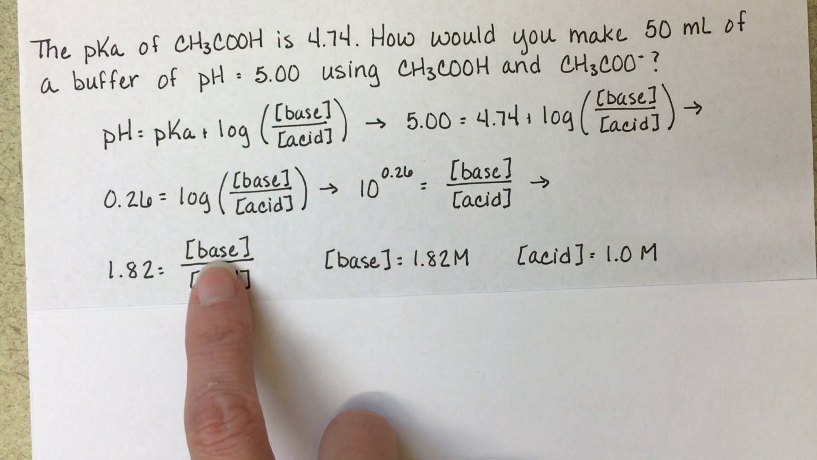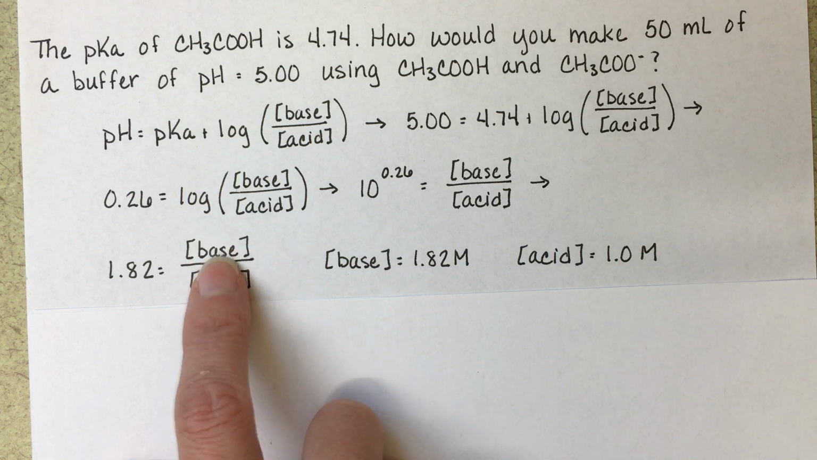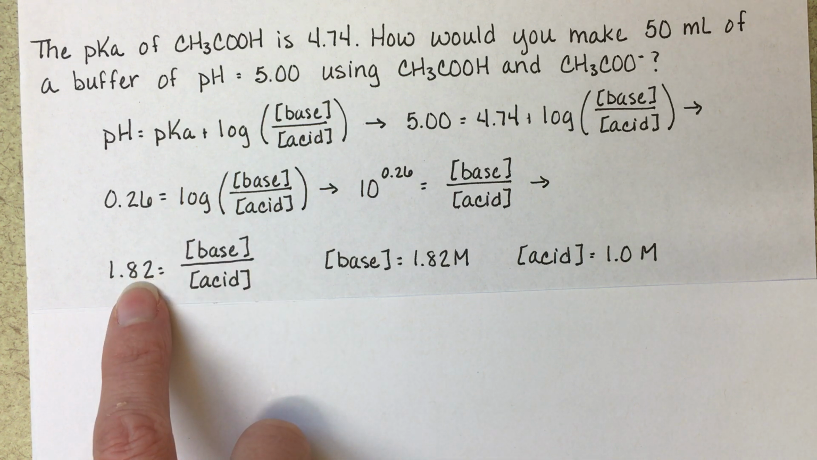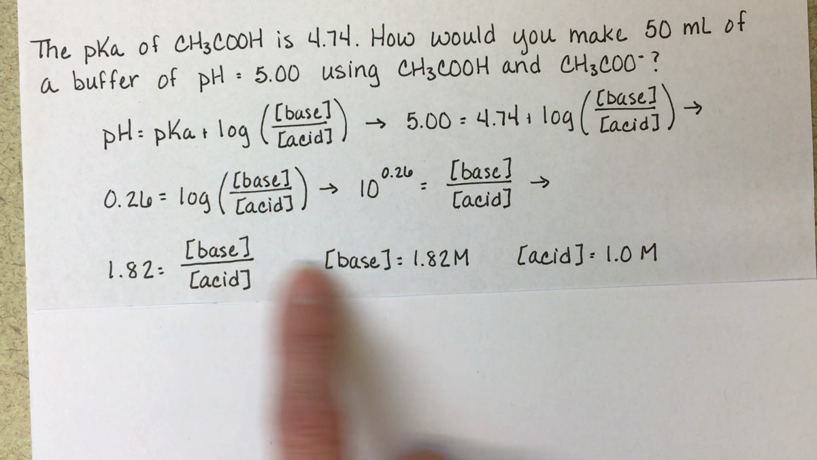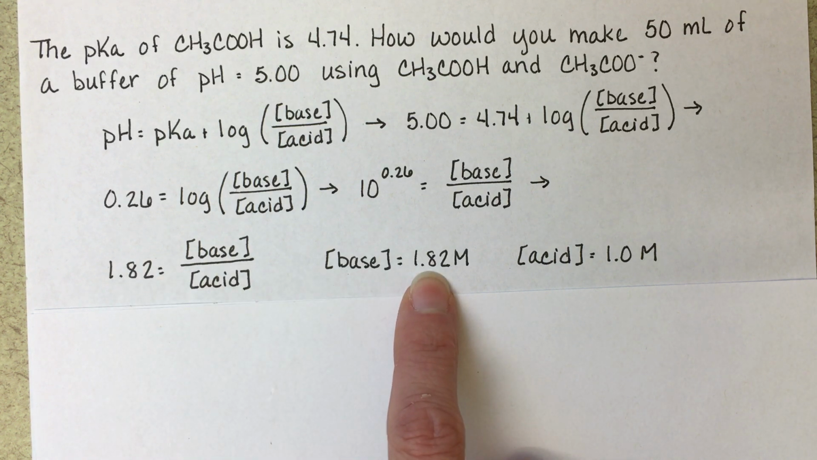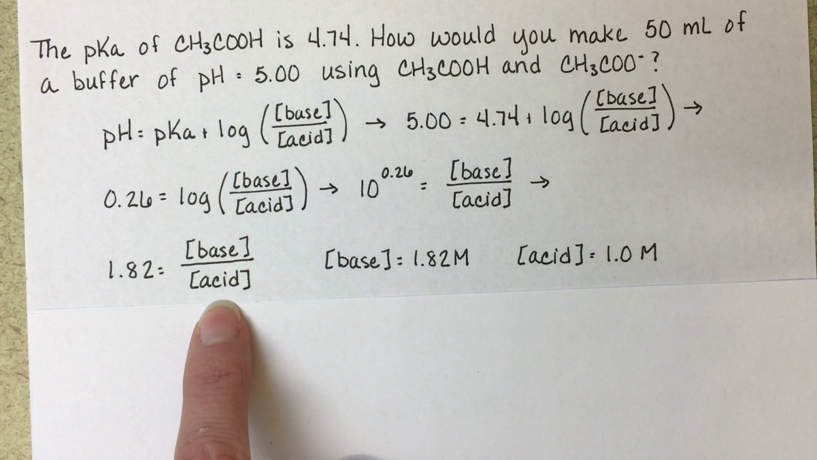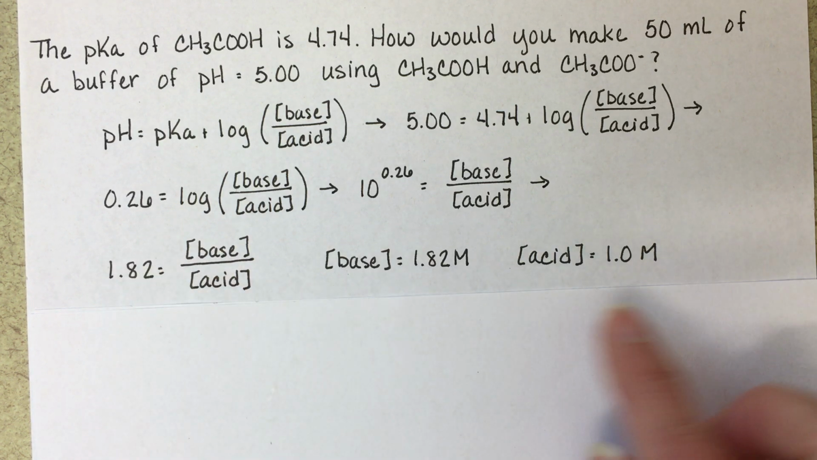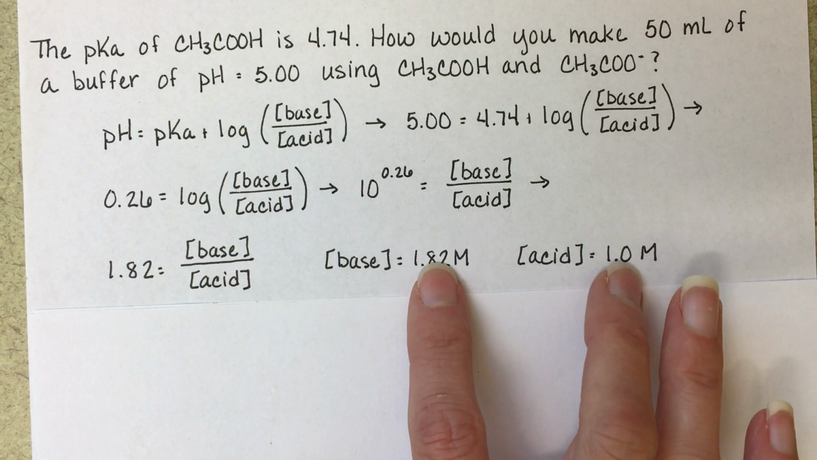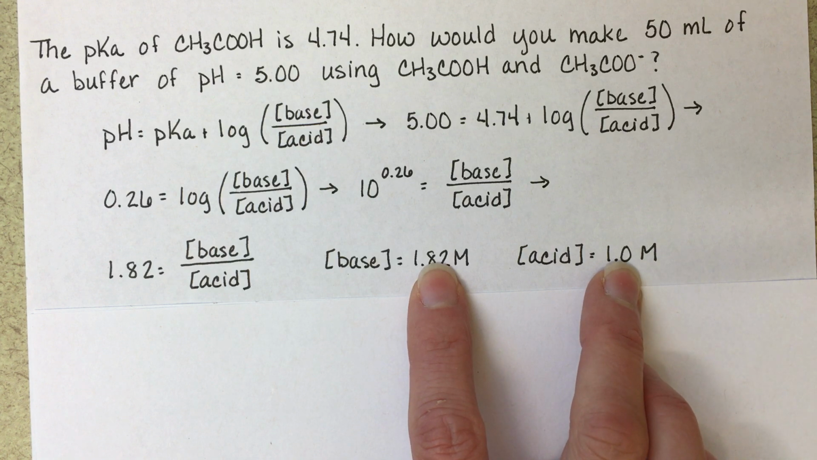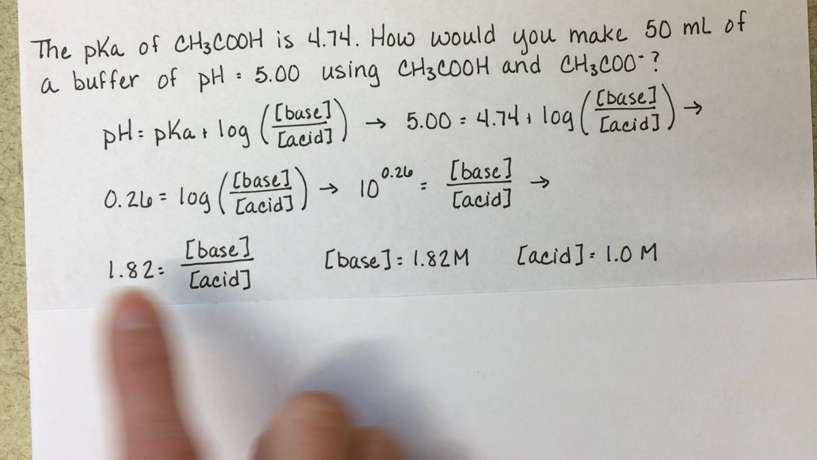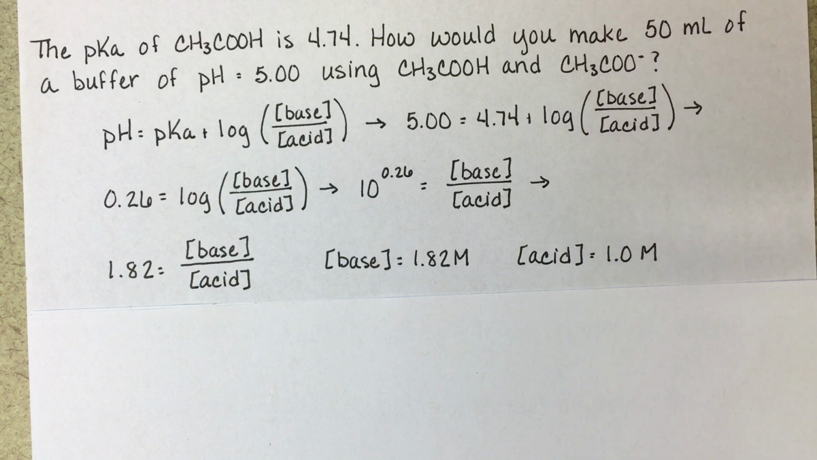We can use any concentrations for the base and the acid as long as this equation works out to be 0.182. In order to keep things simple, I'm going to choose to have a base of 0.182 molar and an acid of 1 molar. And that works out in this equation, but you can choose a lot of different combinations of concentrations here as long as they work out to be 0.182 in this equation.